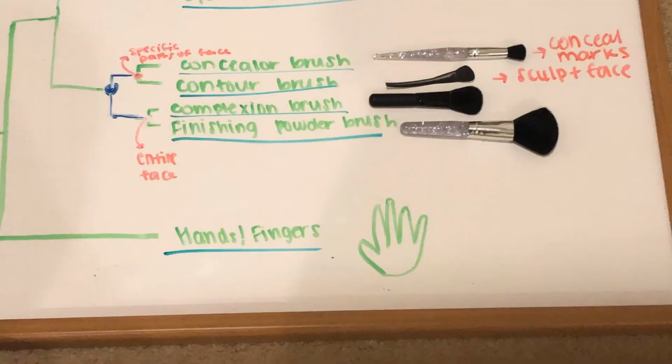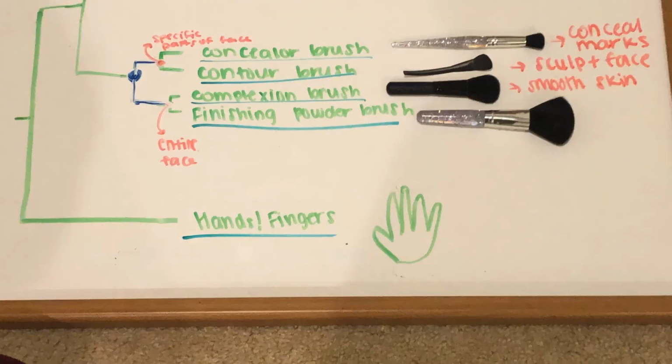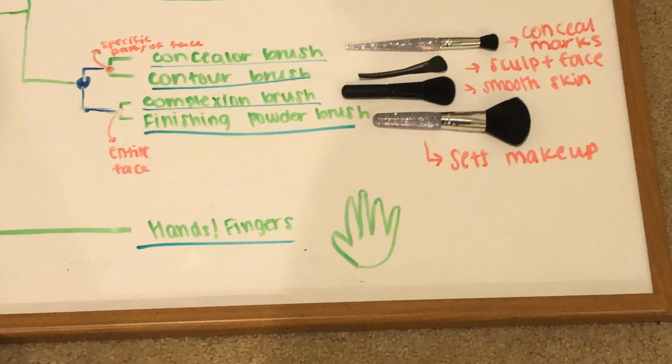Those brushes once again diverged into the more specific brushes of a concealer brush, a contour brush, a complexion brush, and a finishing powder brush. All four brushes are dedicated to specific parts of the face, and no two brushes have the same purpose.